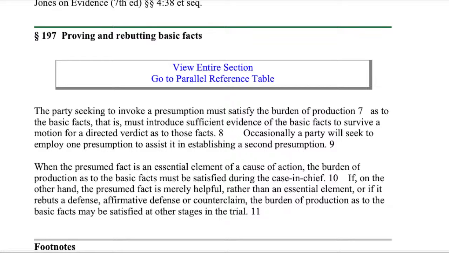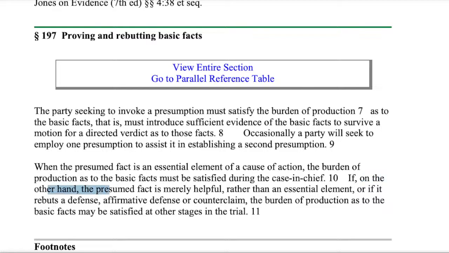All right, we're on to proving and rebutting basic facts. The party seeking to invoke a presumption must satisfy the burden of production as to the basic facts. That is, must introduce sufficient evidence of the basic facts to survive a motion for a directed verdict as to those facts. Occasionally, a party will seek to employ one presumption to assist it in establishing a second presumption. When the presumed fact is an essential element of a cause of action, the burden of production as to the basic facts must be satisfied during the case in chief.